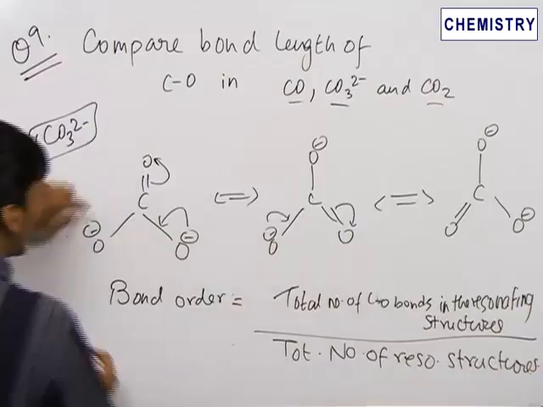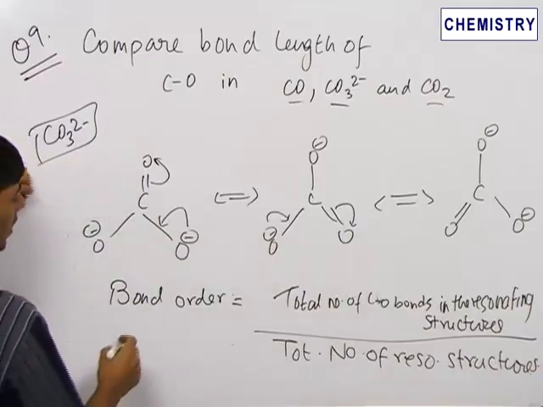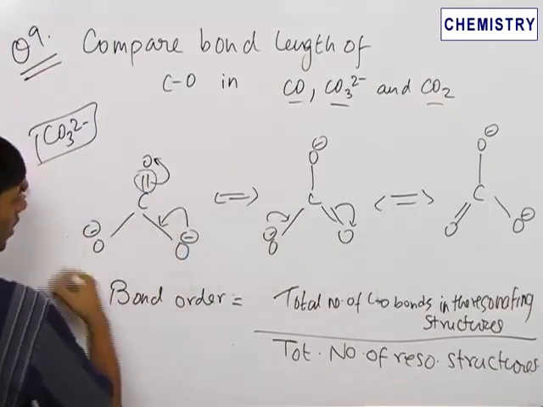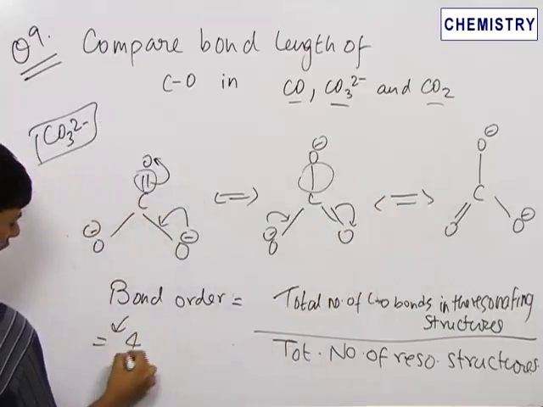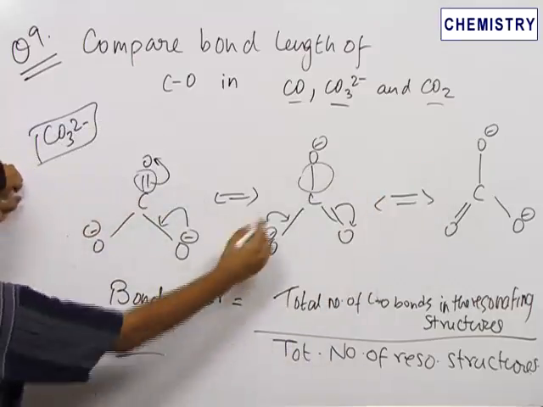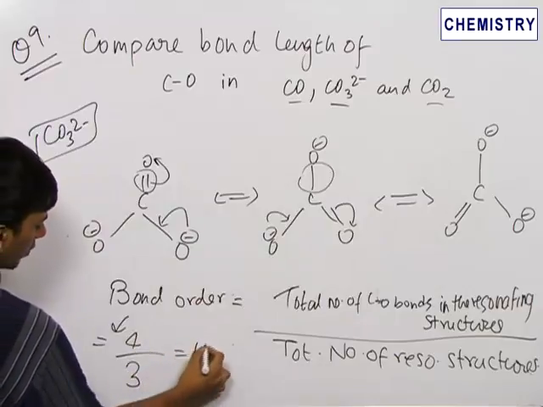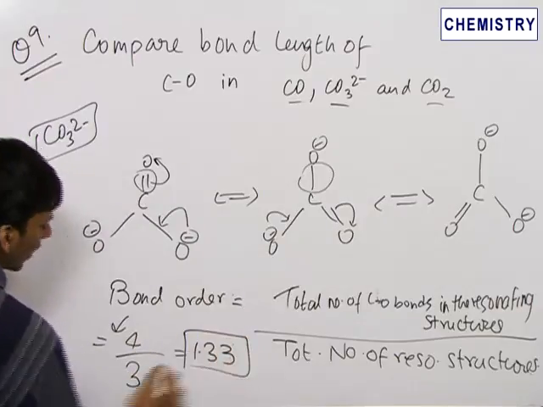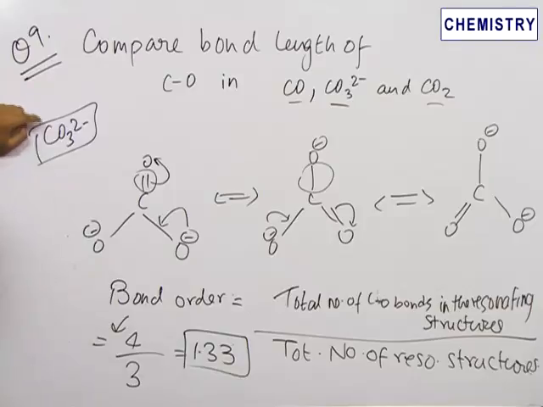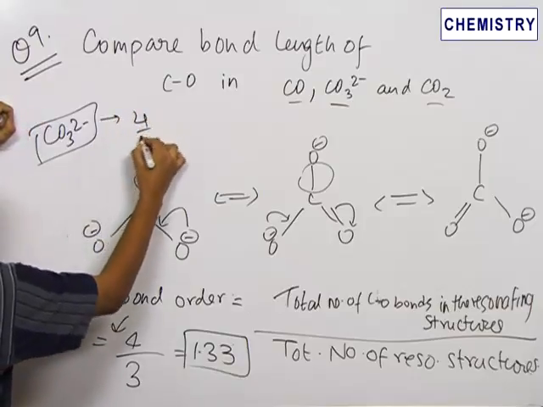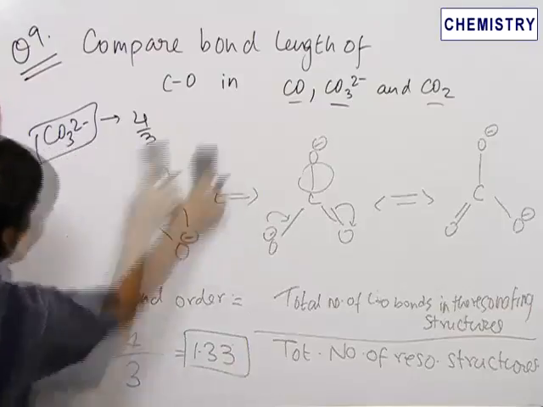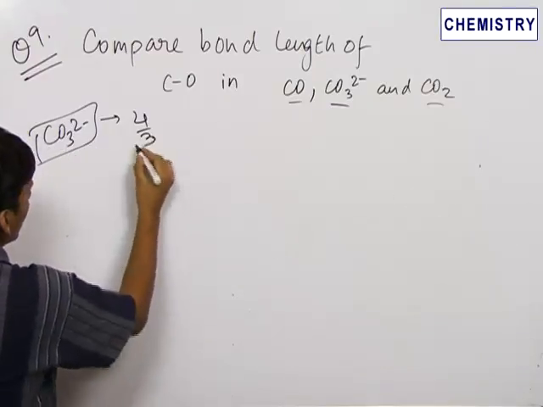Now let us check this carbon and this oxygen. The total number of bonds is 2 plus 1 plus 1, equal to 4, upon the total number of resonating structures, which is 3. Therefore this comes out to be equal to 1.33. Therefore we know the bond order of the carbon oxygen bond in CO3 2- to be equal to 4 upon 3. Now let us check the case of CO2.